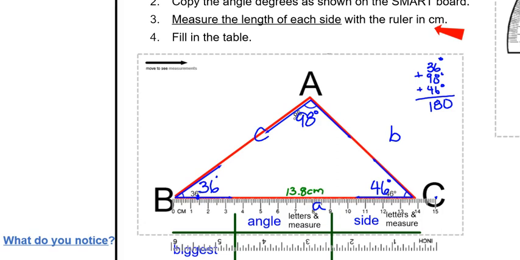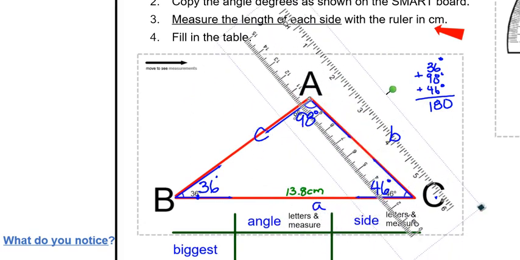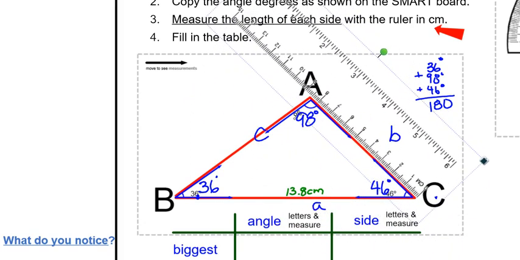And then I took the ruler and I spun it a little bit. And I measured my other sides. And because you're working at home, you don't have a ruler. But if we measure that guy, I have that to be about 8.4 centimeters.